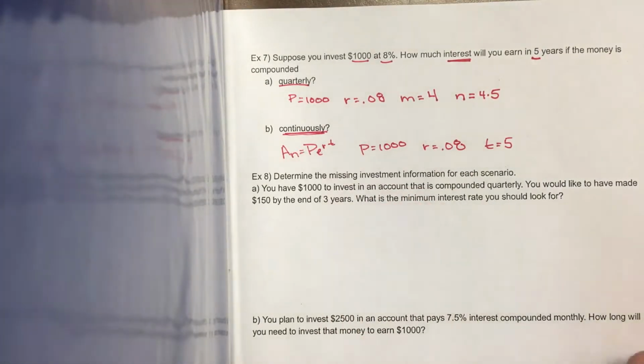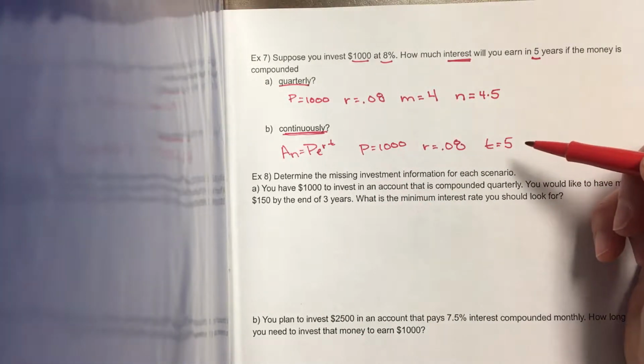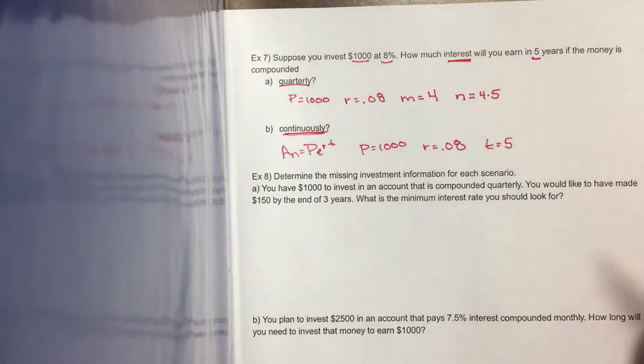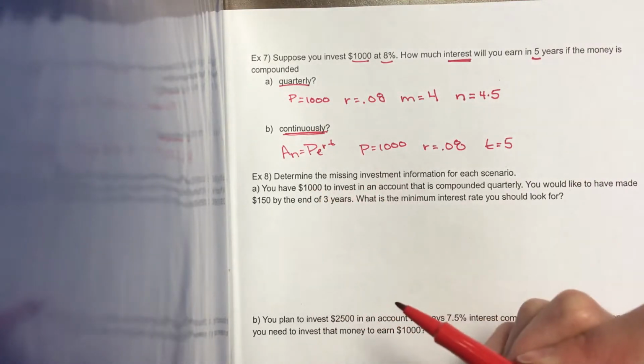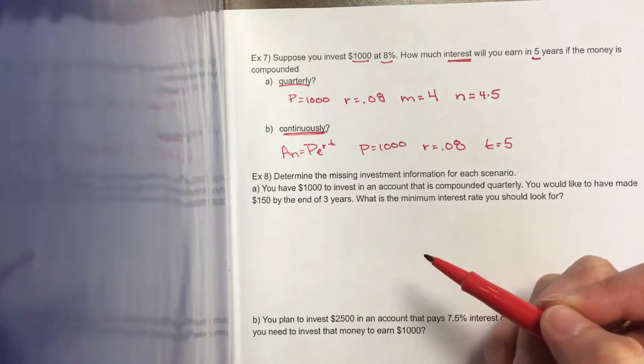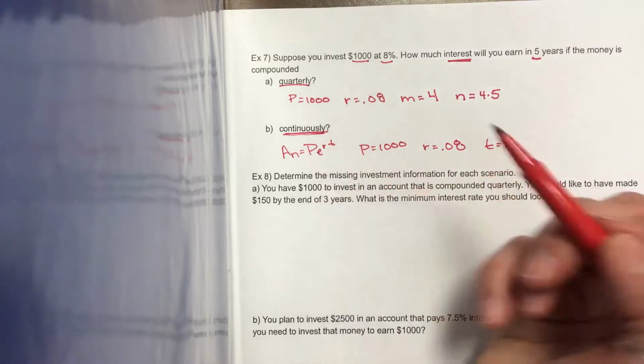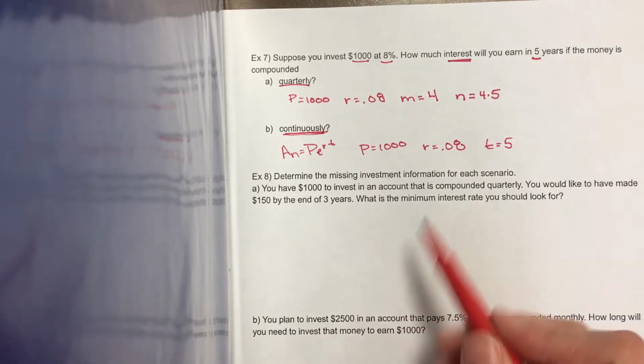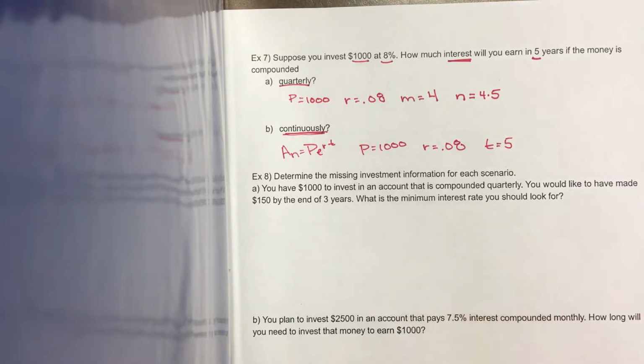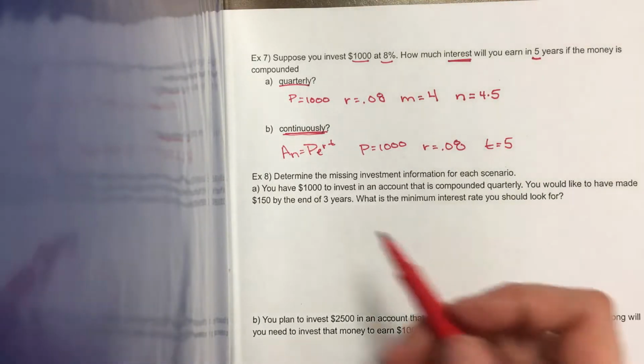So I'll leave those to you to plug in. You can check your answers with the key that's on the website. Where I do want to focus is on example 8. So this is where we have a different piece of missing information. For each of these, we're looking at how much interest have I made. For A and B on number 8, we're looking at some different piece of missing information.